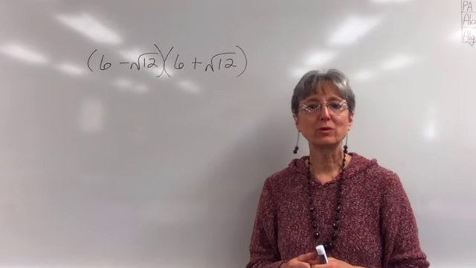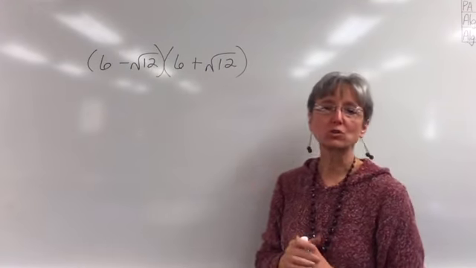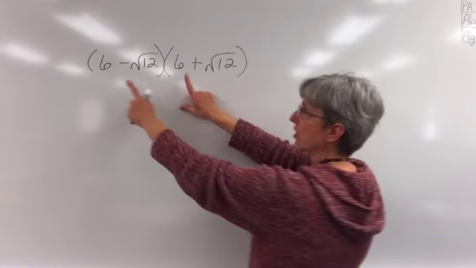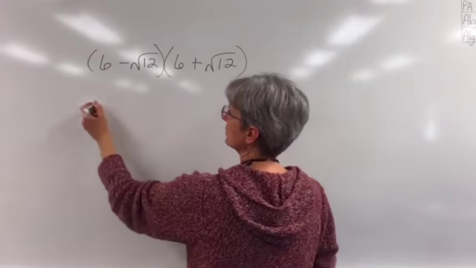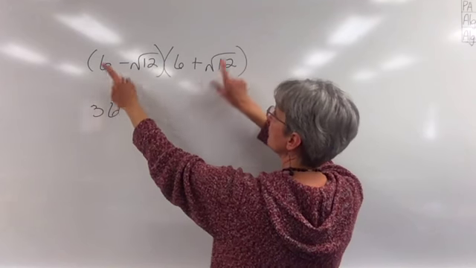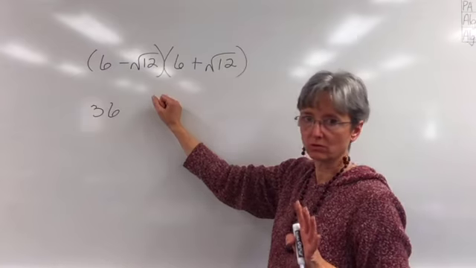Let's do it again with another conjugate. 6 minus the square root of 12 and 6 plus the square root of 12. So we'll go a little bit faster. We'll start with these two squared, which is 36. And I know this is going to be positive 6 square root of 12 and negative 6 square root of 12. So therefore, I'm not even going to write those.